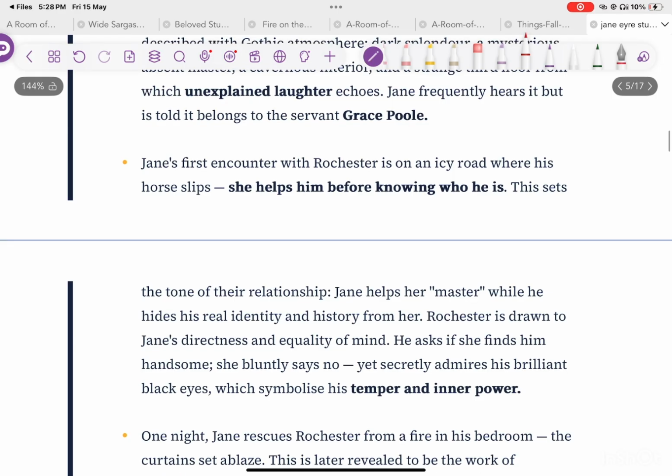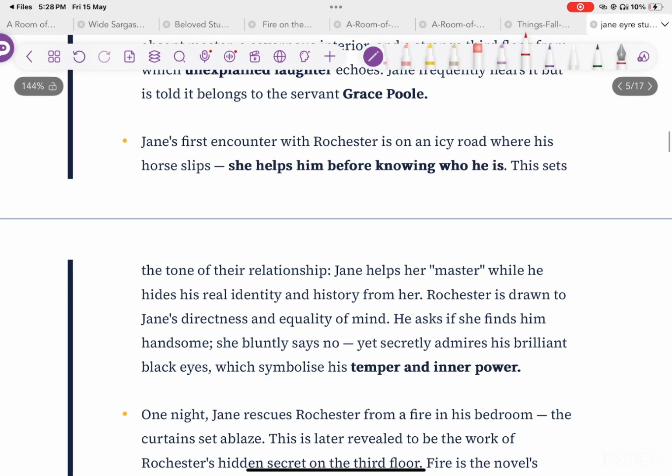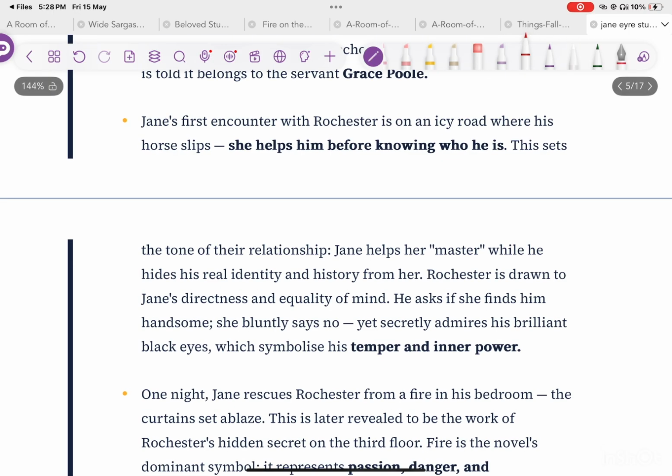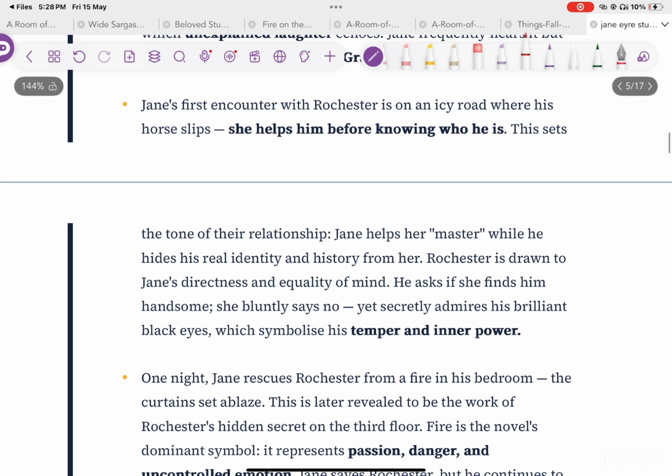Jane's first encounter with Rochester is on an icy road where his horse slips. She hails him, not knowing who he is. This sets the tone of their relationship: Jane hails her master while he hides his reality and real identity and history from her.